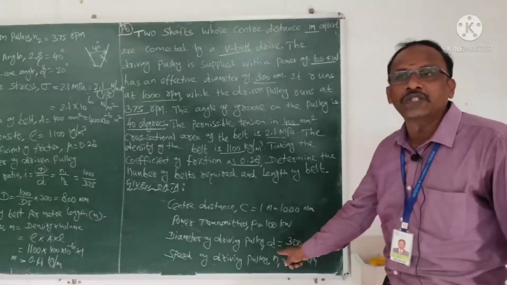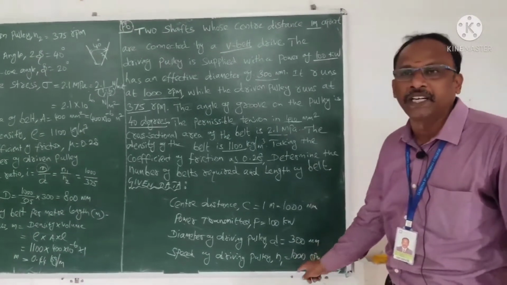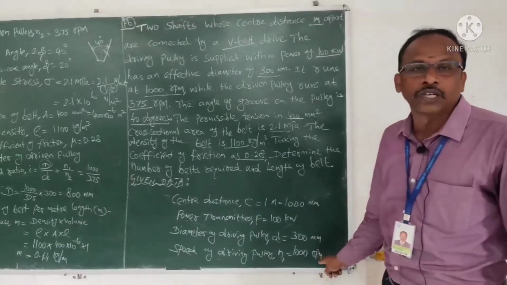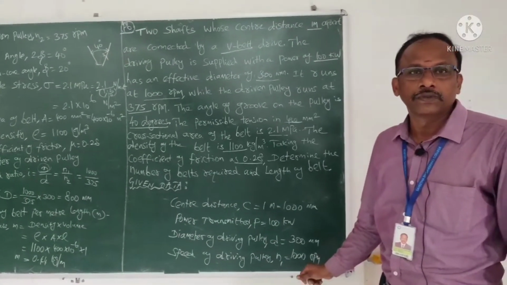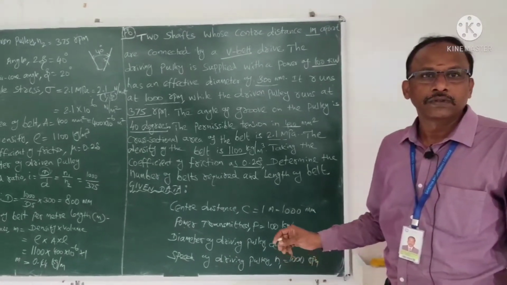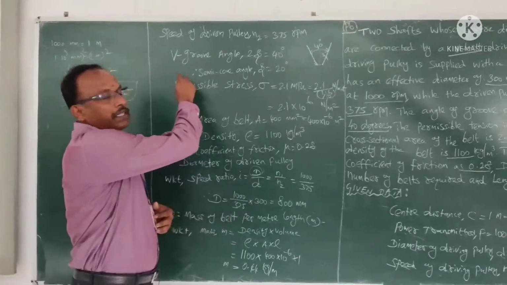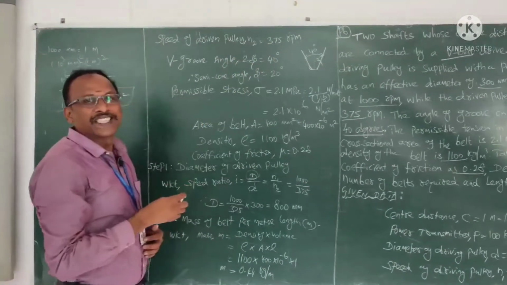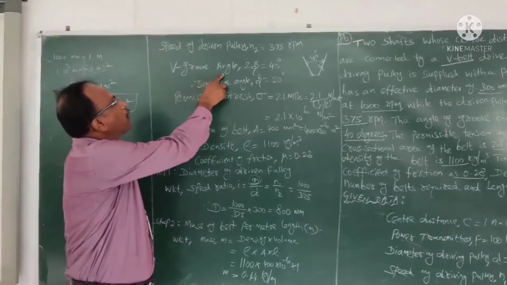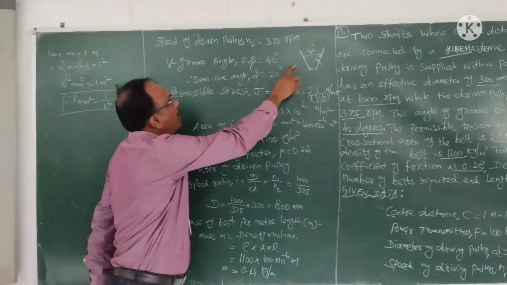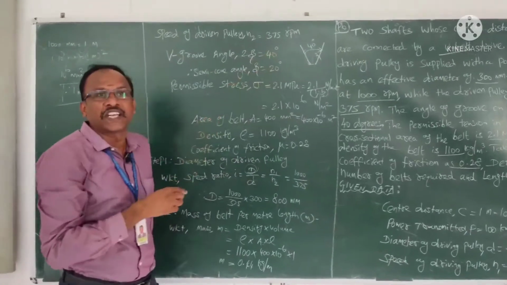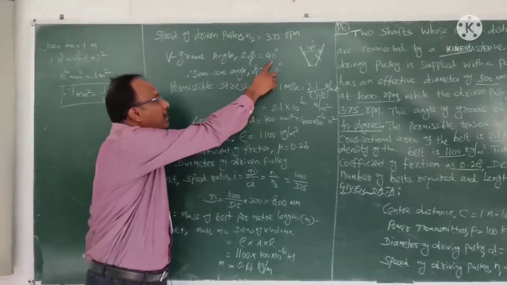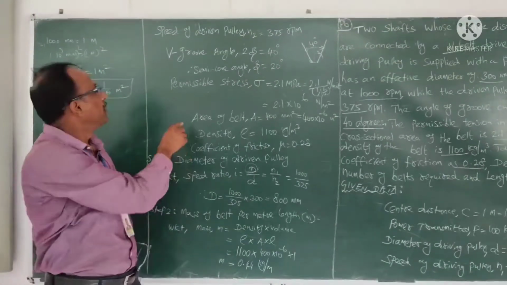Diameter of driving pulley small d is given as 300 millimeter. Speed of the drive pulley N1 is given as 1000 rpm. Then speed of driven pulley N2 is 375 rpm. V groove angle, that is given for the V belt drive, 2 beta is given as 40 degree. Then we are going to calculate semi cone angle. Beta is nothing but 40 by 2, 20 degree.